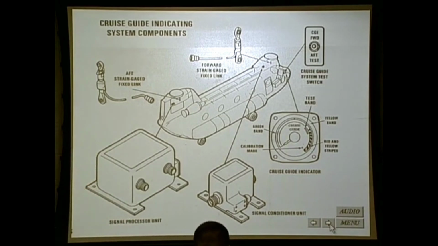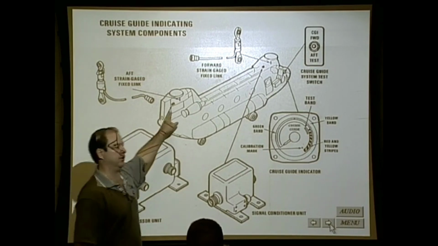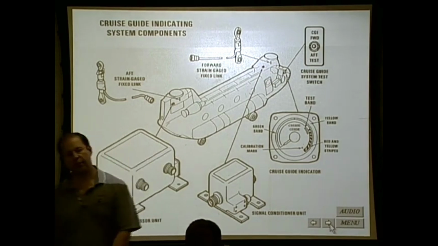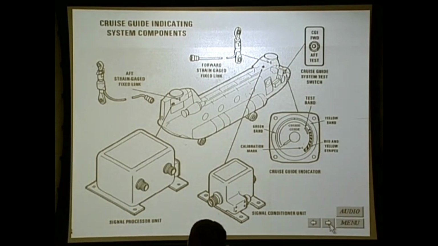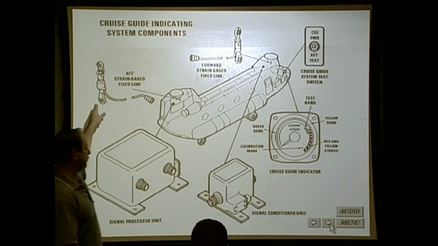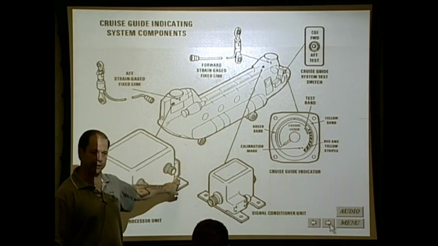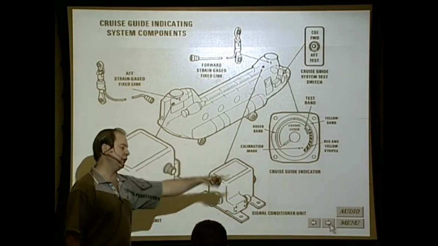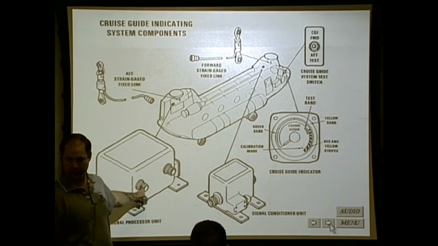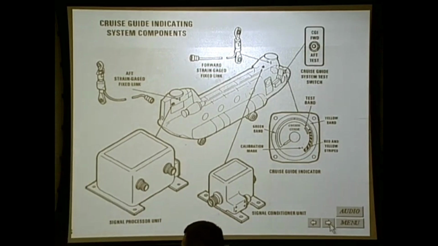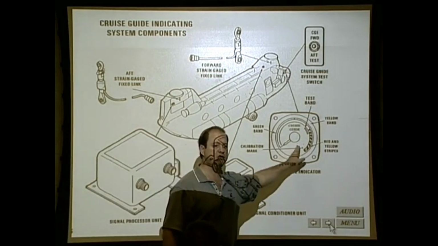In the back right-hand side of the aft pylon is going to be another black box, only this is called a signal processor unit. Why? Because the aft strain gauge is going to send its signal directly into here. It's going to receive a signal from the forward strain gauge. It's going to process the two signals, and the worst case scenario is going to go down to the gauge in the cockpit. Now, you don't know if there's more stress on the forward than the aft, or the aft and the forward. The system doesn't tell you that. It just shows you the worst case between the forward and the aft.